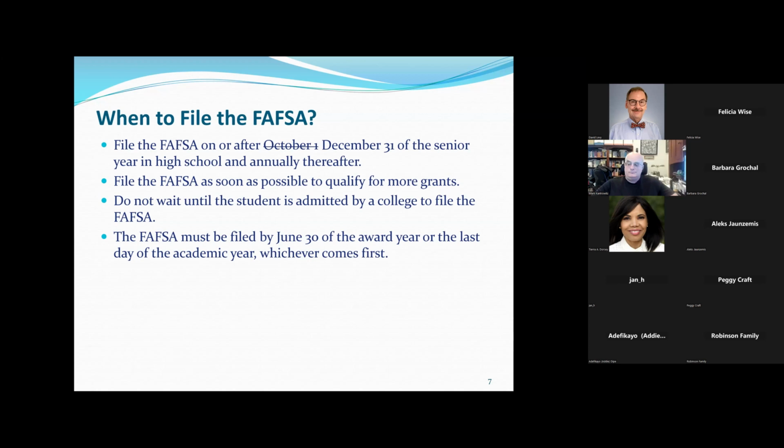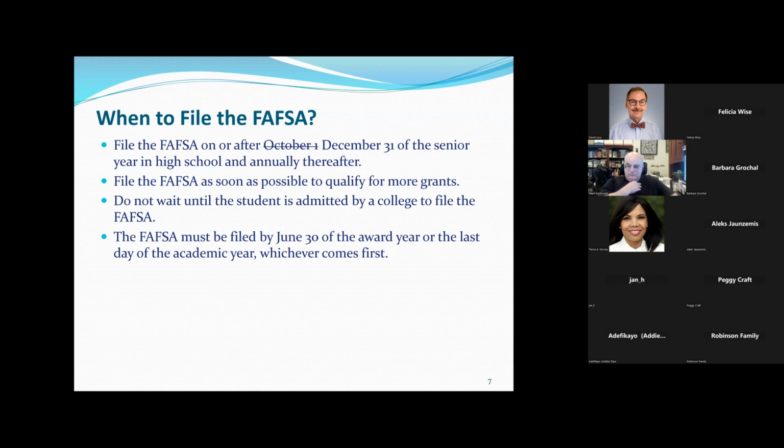Each college has a fixed allocation of federal funds, such as the Supplemental Education Opportunity Grant and federal work-study funding. Students should not wait until he or she is admitted by a college to file the FAFSA.